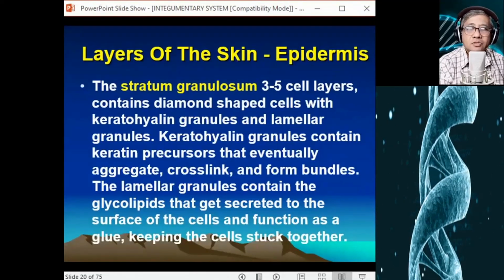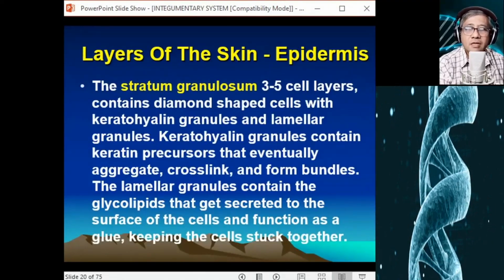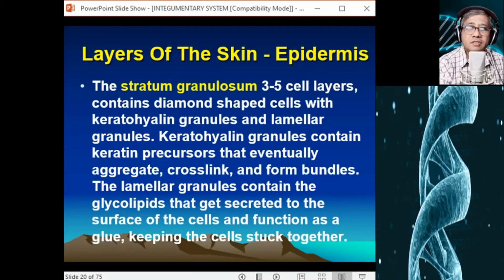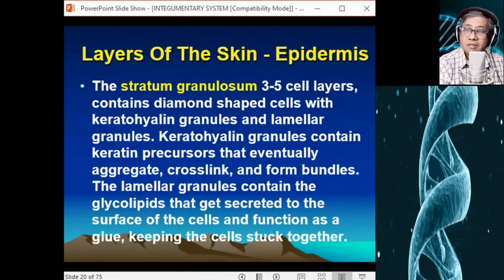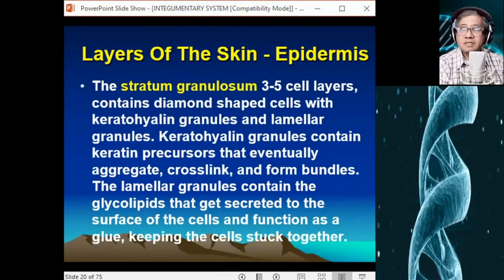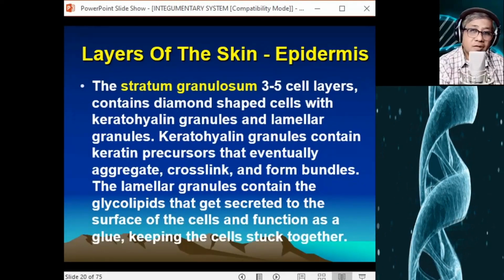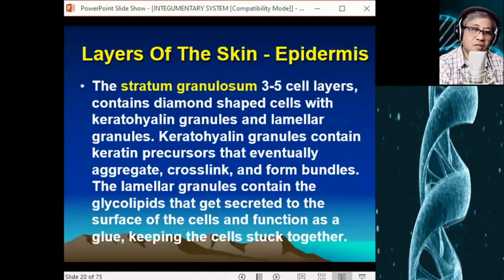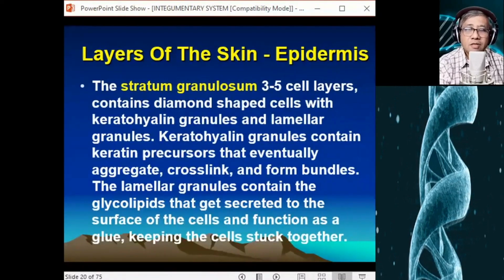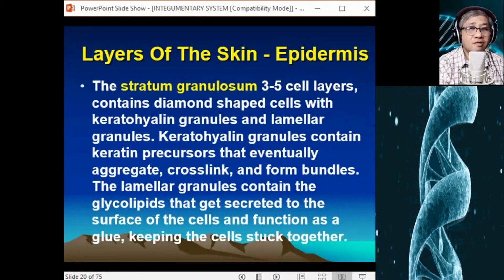The lamellar granules contain the glycolipids that get secreted to the surface of the cells and function as a glue, keeping the cells stuck together. So this is how the layer got its name, granulosum, because of these granules. So you have keratin granules or keratohyalin granules that contain the precursors of keratin. Keratinize yung mga cells dito sa stratum granulosum. And you have lamellar granules that contain glycolipids that keep the cells glued together, again giving additional scaffolding to the layer, stratum granulosum. That's how the layer got its name, no?